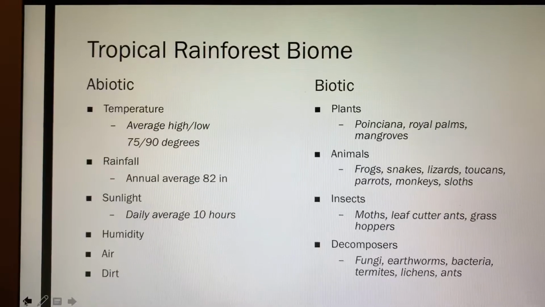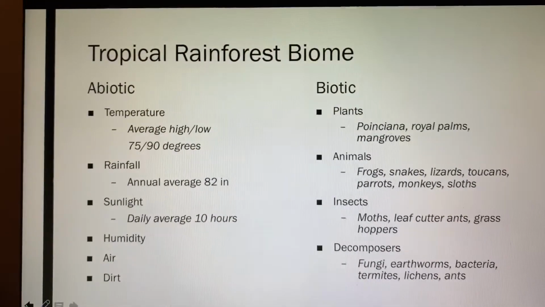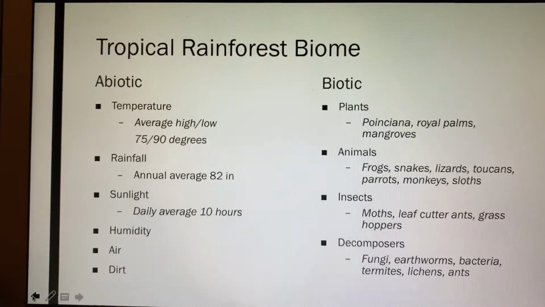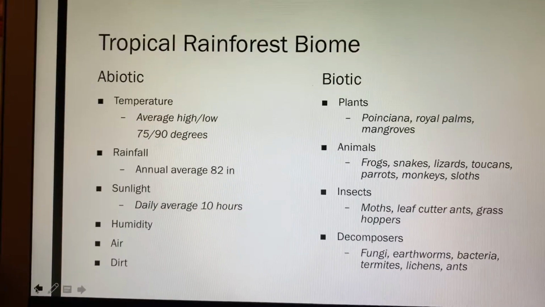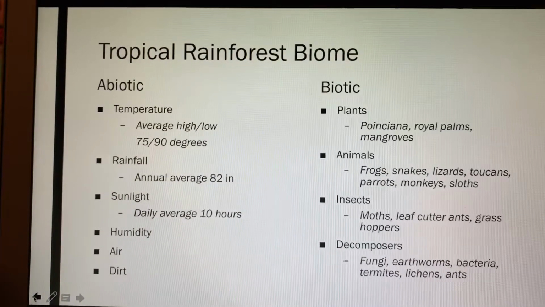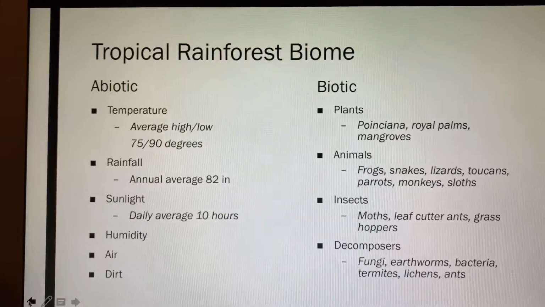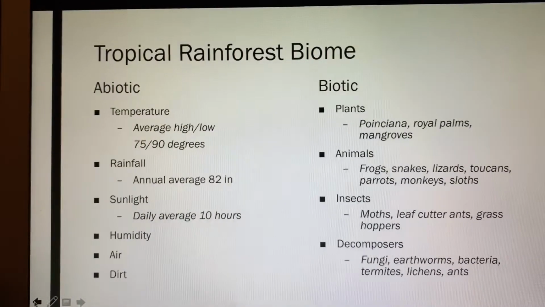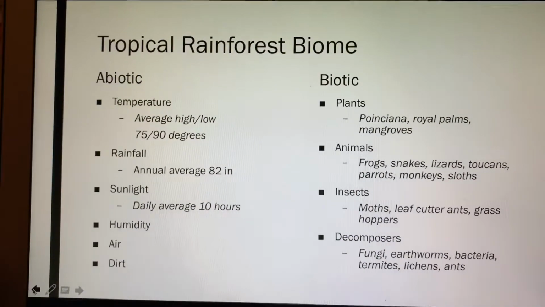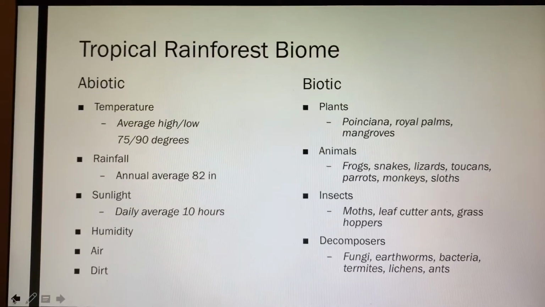The biotic factors include plants: poinciana, royal palms, mangroves. Animals include frogs, snakes, lizards, toucans, parrots, monkeys, and sloths. Some insects are moths, leafcutter ants, and grasshoppers. Decomposers include fungi, earthworms, bacteria, termites, lichens, and ants.